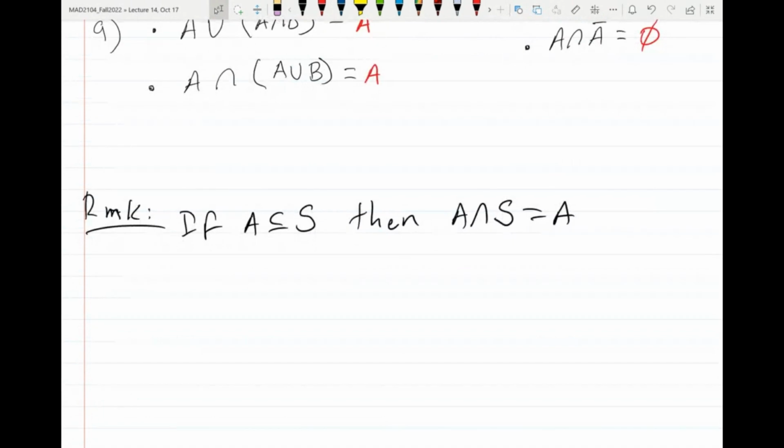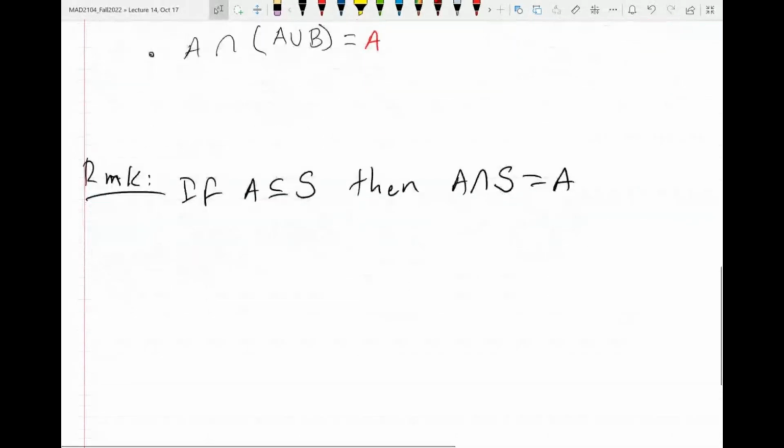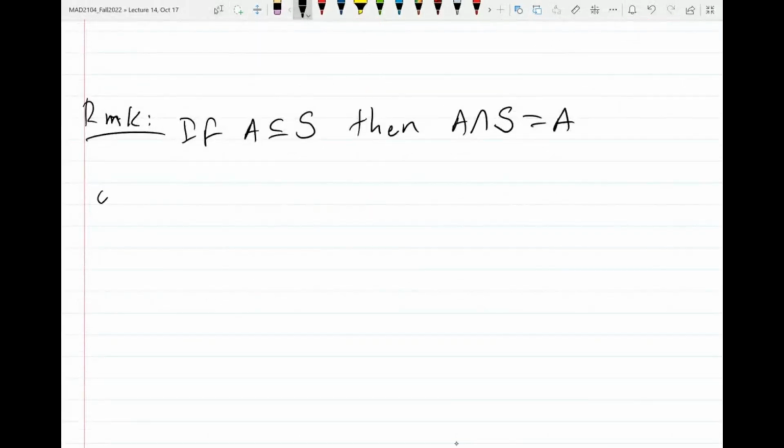And here I have this one, which is to talk about that one. So if A is a subset of S, then when you intersect this, it is just A. Okay? That's the observation that we made above. Any questions? Let me show you this in action.